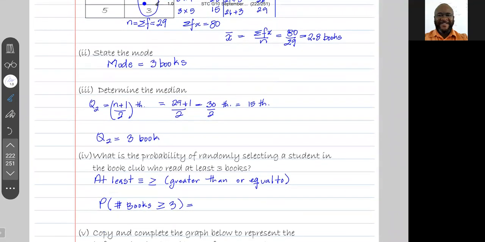So the probability that the number of books read is greater than or equal to 3 is 17 out of 29. Or I could write my probability as a decimal. So 17 divided by 29 is 0.59. Or I can write it as a percentage.